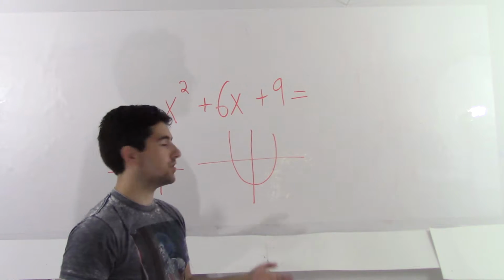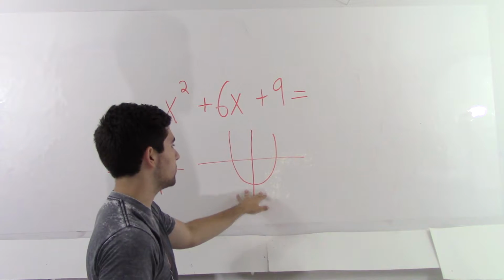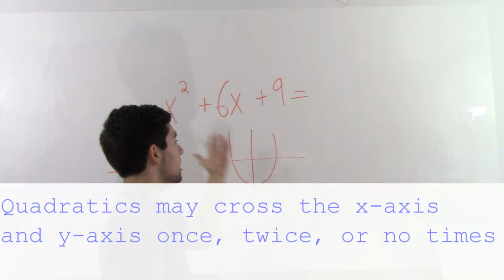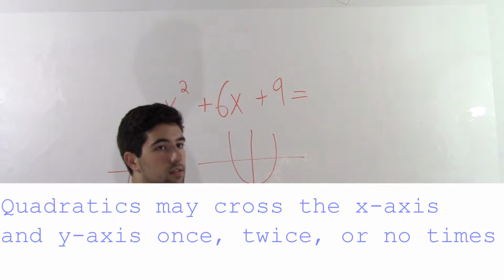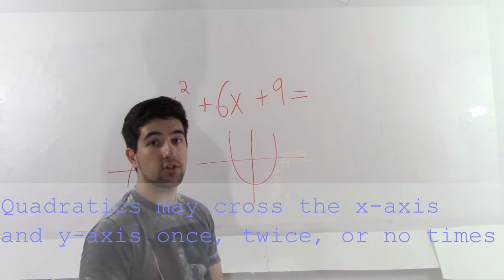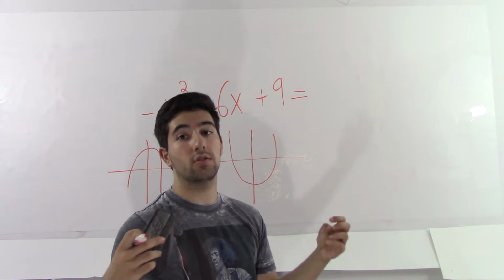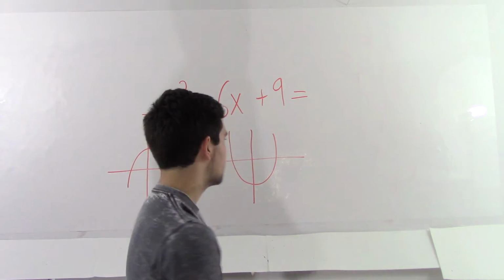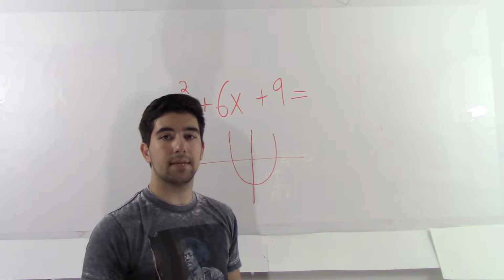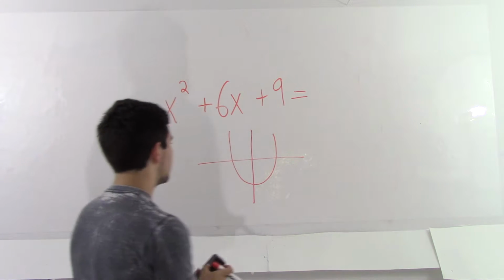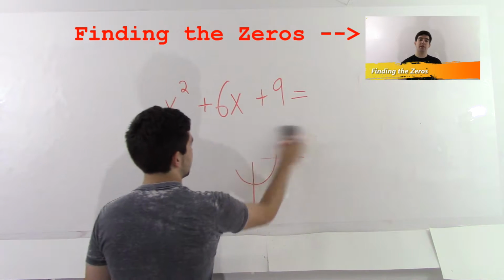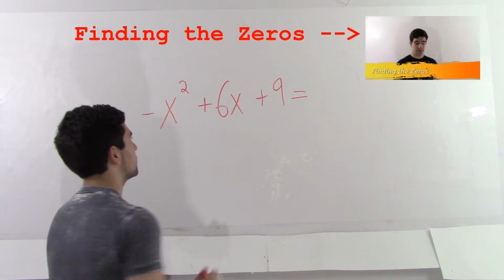The one thing you notice is that it crosses the y-axis once. In this case, it crosses the x-axis twice. Sometimes it will cross it only once, sometimes it won't cross the x-axis. So the way you can find how many times the quadratic crosses the x-axis is by finding the zeros. Now we already know how to do this.